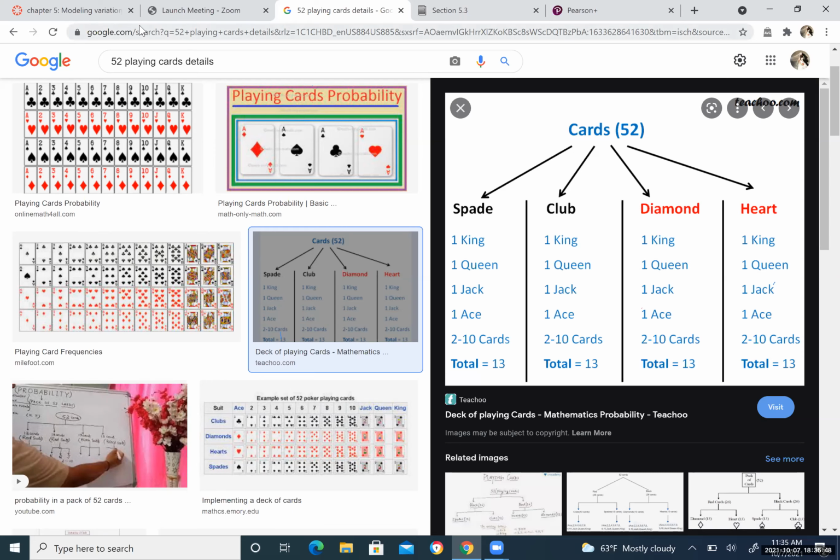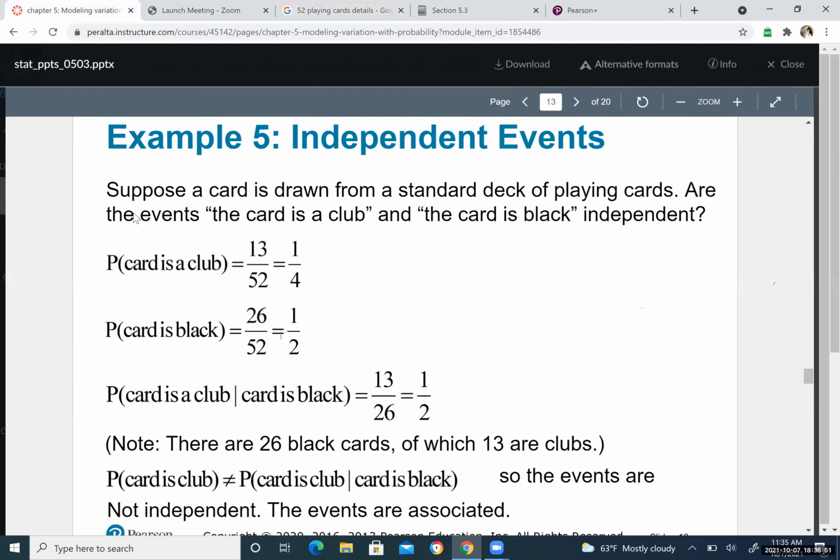So, what is the question asking? They want us to find whether the event that the card is a club and the event that the card is black are independent. If they're asking this question, they have to find whether the probability of A given B equals the probability of A. So in order to do that, they have to make a test. They have to find the probability for each and then combine like they do right here.